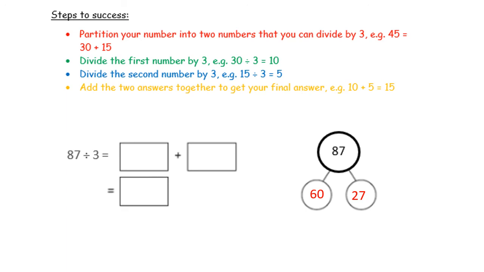Okay, I can divide 27 by 3. So 60 divided by 3 is 20. 27 divided by 3 is 9, because if I count in my 3 times tables, I have to count 9 times until I get to 27. So 20 plus 9 is 29, okay?